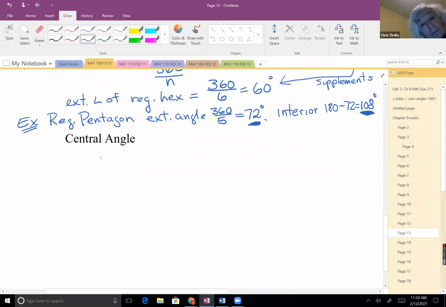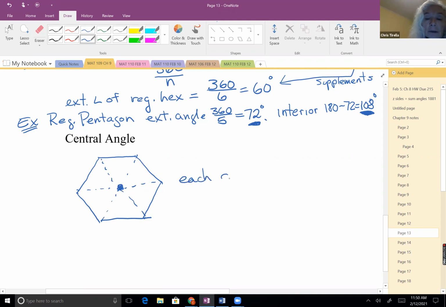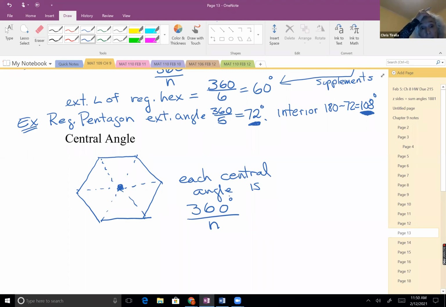Central angle, I'm going to try my darndest to draw a regular hexagon. Central angle, I'm going to take a point in the center and connect it to each of the vertices. And does everybody see that those would all be equal? And so each central angle is the total of the angles divided by how many. And so the central angles are going to be equal in measure to the exterior angles.